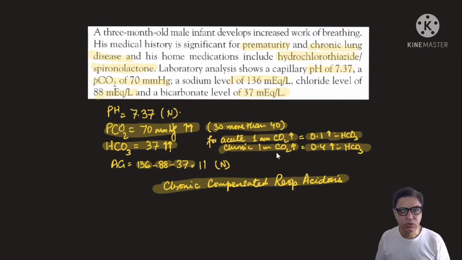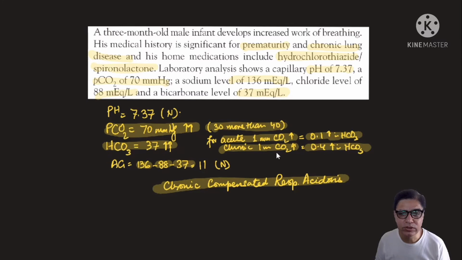A 3-month-old baby develops increased work of breathing, so he develops respiratory distress. He's got a history of prematurity, born premature, let's say at 30 weeks of gestational age. He's got chronic lung disease, and he is on diuretics, a hydrochlorothiazide and spironolactone combination. His capillary blood gas sample shows a pH of 7.37, an elevated PCO2 of 70 millimeters of mercury, sodium is 136, chloride is 88, and bicarb 37. So if you look at pH, the pH here is normal.